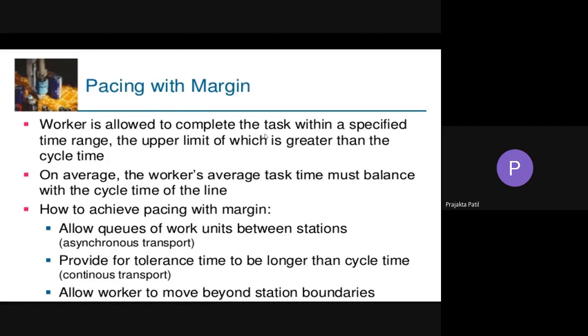So here, if you are not going to restrict the workers with respect to their boundaries, and a worker is able to complete the task a little earlier than the given time, then he can go to the upstream station and try to get the work parts in order to start early, and he can also move to the downstream station as and when the work is completed. So he is not restricted to his workstation boundaries here. Having included all of these things, it will be possible to achieve this pacing with margin.